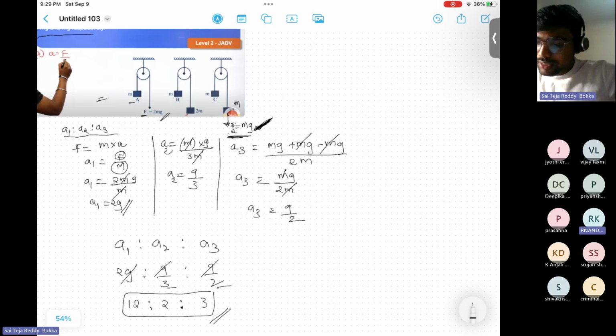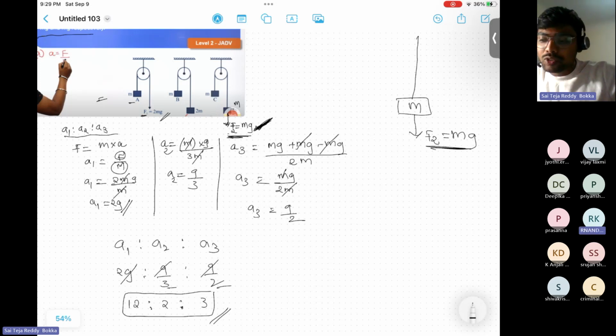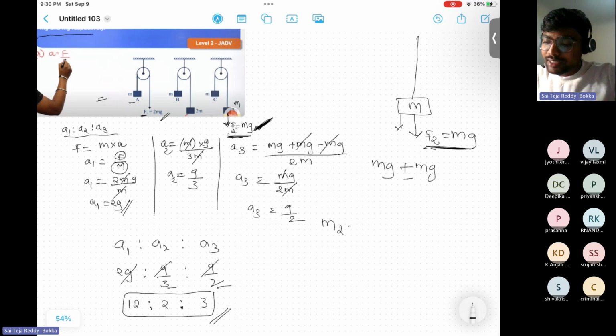Here we have a pulley, right? So you have a mass m. And again, I have added an external force that we call F2, which is equal to m into g. I have added this force to it. So there are two vertical forces acting on this now. One will be mg and another force will be F2, acting in the same direction. So we need to take plus m into g and another force, m2 minus m1.